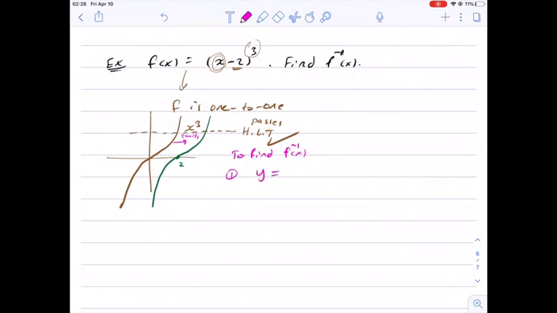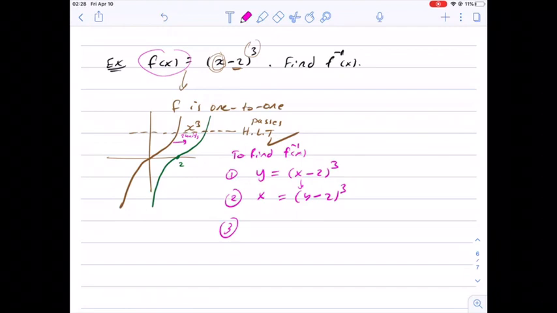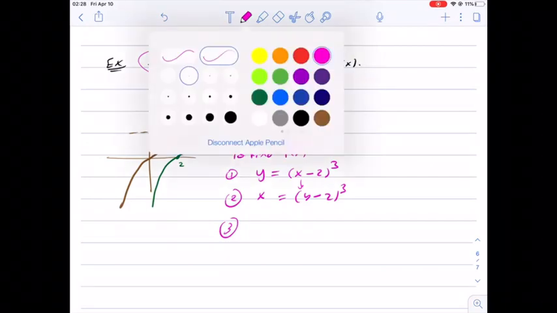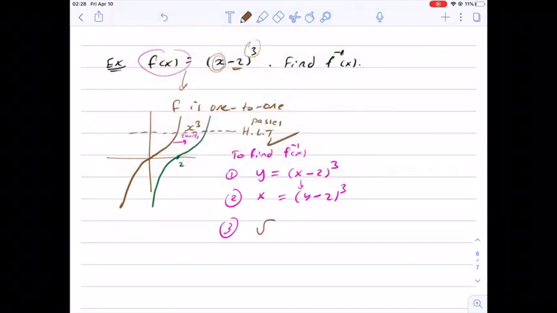The first step is to write y equals, instead of f of x, we write y. Y equals (x minus 2) raised to power 3. Second step, interchange x and y. So this becomes x and this becomes y. The third step is to solve for y. To solve for y, we start by taking the cube root of both sides in order to get rid of the cube here, because we're solving for y.